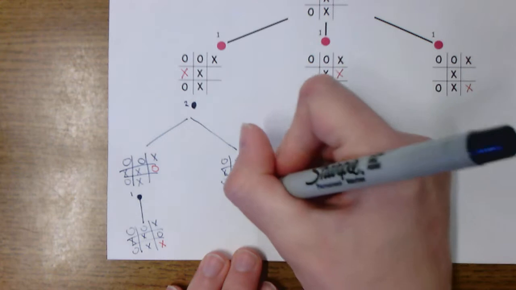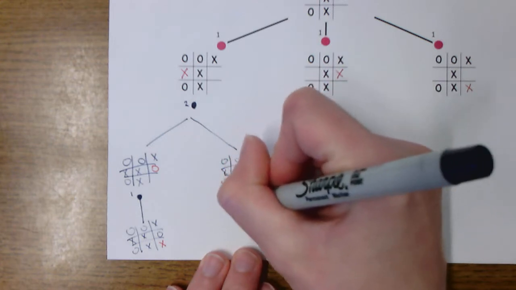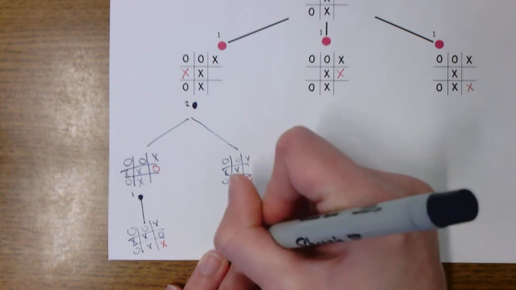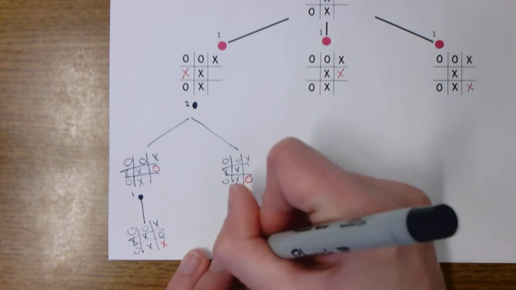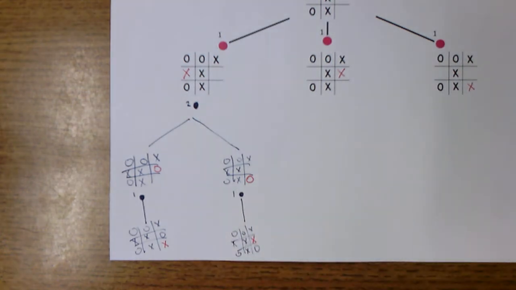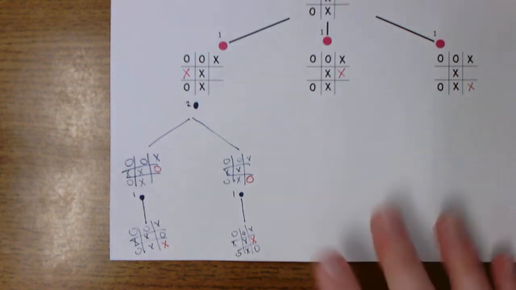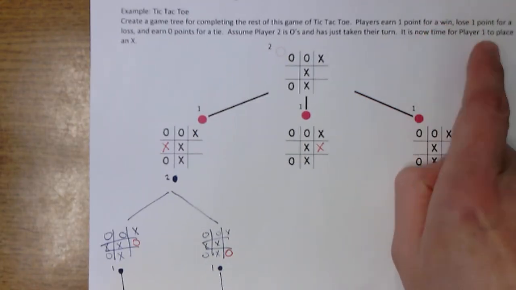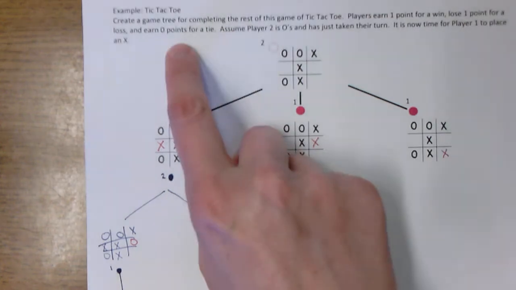All right, similarly from this one, we're going to have our new decision node with our player 1 label, right? Here's my new board, or the board that was there to begin with, excuse me. And then our new move is going here. Okay, so looking at each of these, before we finish the rest of this, next thing I want to do here is assign some point values. So it says in this problem that players earn a point for a win, they lose a point for a loss, and 0 points for a tie.